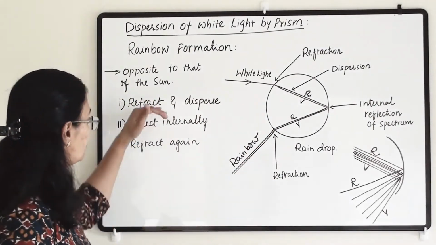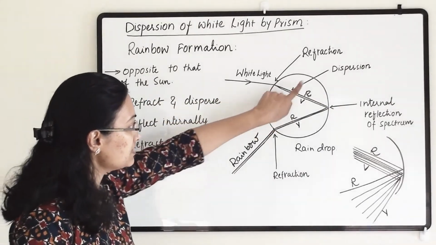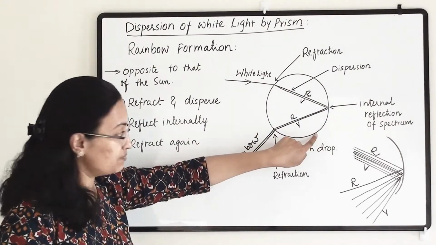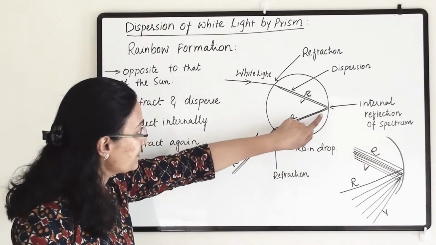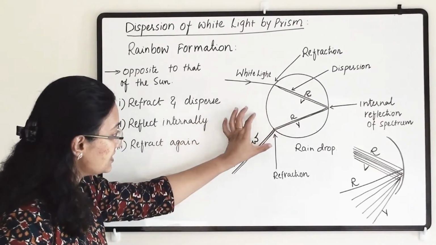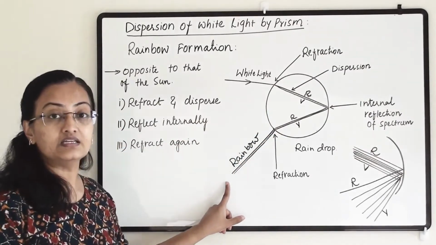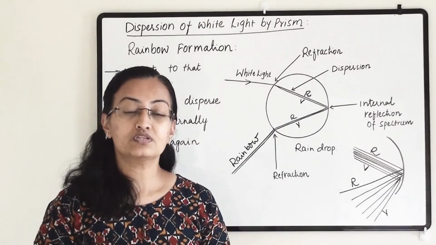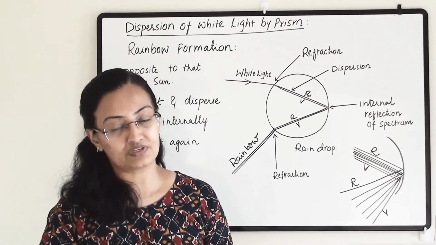It passes through 3 different phenomena. At the first stage: refraction, dispersion. This surface of the water droplet will act as a mirror. So internal reflection of the complete spectrum will happen, and again we will get the 7 different colors in this pattern, and after refraction we will get the rainbow here. So this is how we are able to see the rainbow in monsoon season, when there is a little bit of drizzling and there is a presence of sunlight.